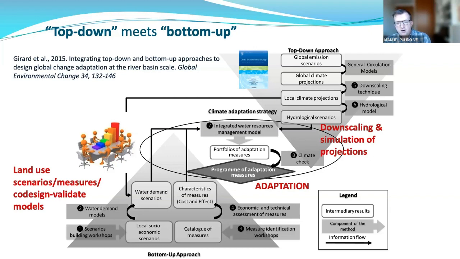But we need the stakeholders from the beginning, because we need to determine the future land use scenarios. What is the catalog of potential measures and difficulties and acceptability? We need the stakeholders to participate in the co-design and validation of the models. So it is crucial. We often talk, and here you have a reference in the slide, about a top-down meets bottom-up approach. So the models will have to do this integration.